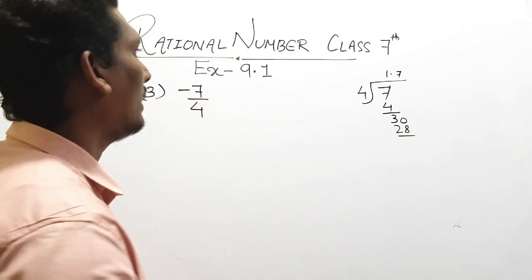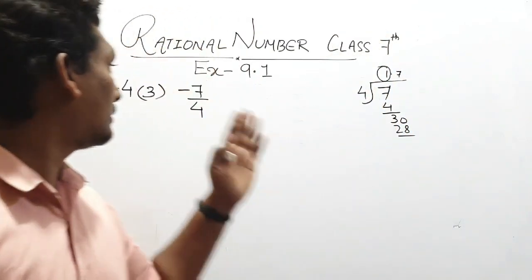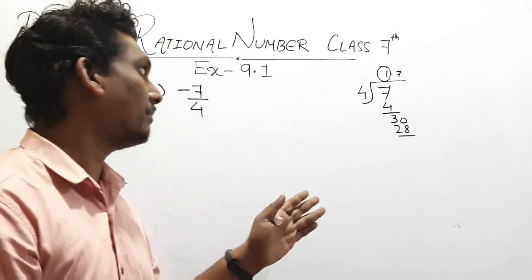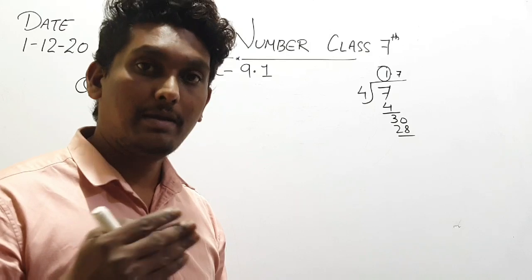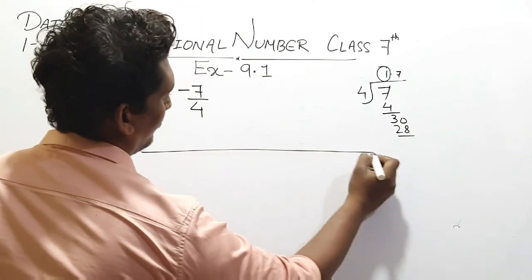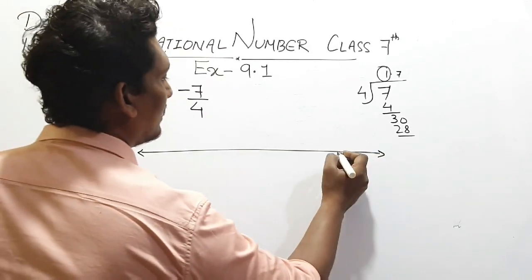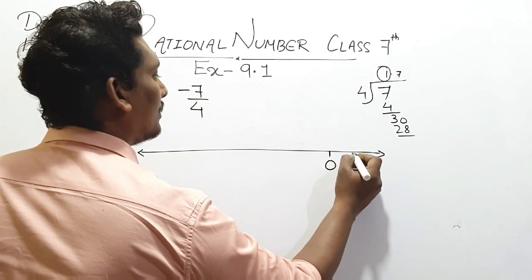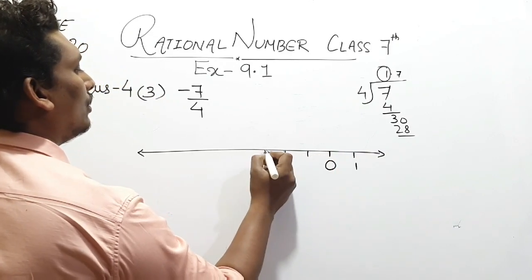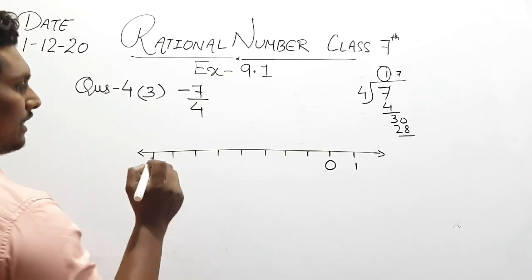Okay, so this indicates that minus 7 by 4 lies between minus 1 and minus 2. Let's draw the number line first. Minus will come on the left side, so I'm just taking 0, 1 here. So 1, 2, 3, 4, 5, 6, 7, 8.